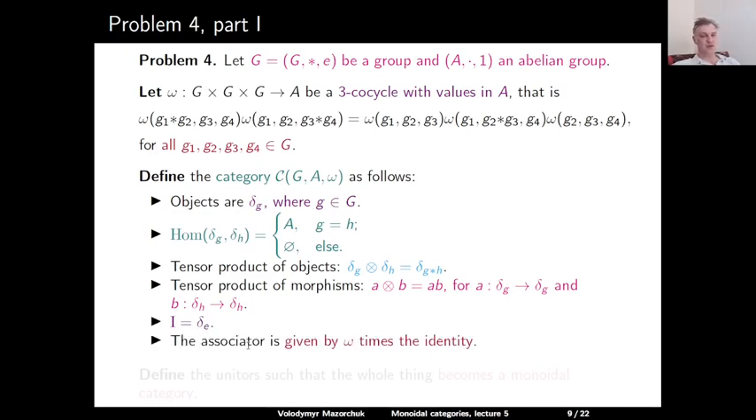The associator is no longer given by the identity map. It is given by the identity map times the value of omega applied to the degrees of the components in the associator. So in the associator, we have three components, they have degrees. We apply omega to those degrees, and we get an element of A. So we multiply the identity map by that element in A. And the assignment is to define the unitors such that the whole thing becomes a monoidal category.